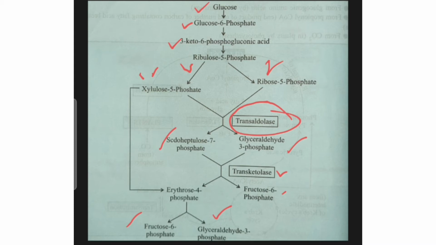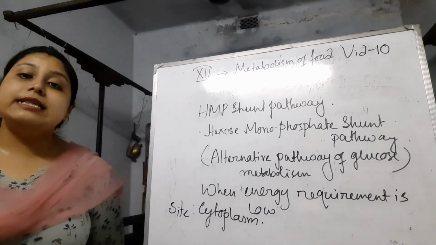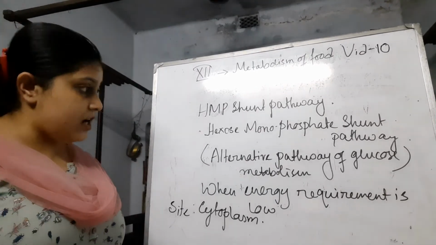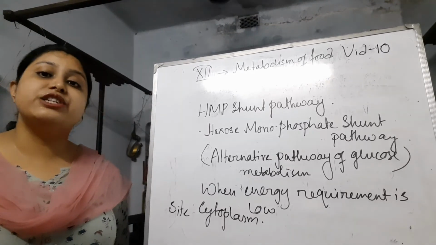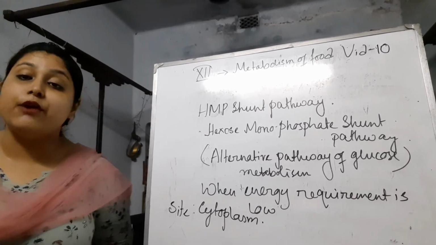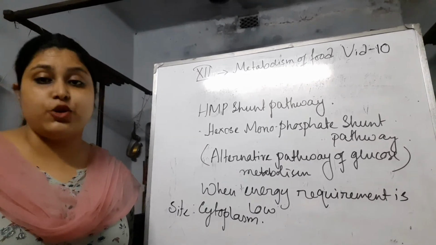It is a different kind of pathway, because when the energy requirement of the body is low, the glucose does not follow the glycolytic sequence in the cytoplasm. It mainly happens in the cytoplasm, but instead of the normal regular pathway, this hexose monophosphate shunt pathway acts. Students, I think you understood the hexose monophosphate shunt pathway, its steps and why it happens. As I told you, it happens in our body only when the energy requirement is low, and only in the cytoplasm.